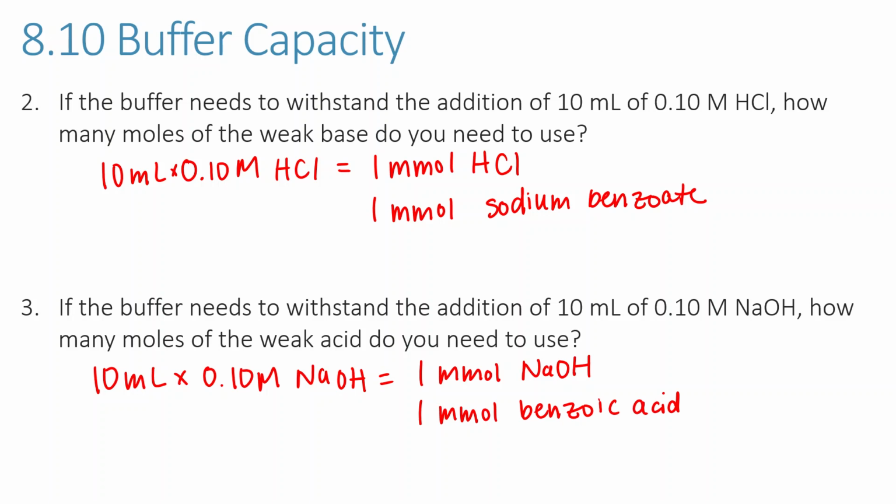So this is our buffer capacity here. We want to make sure that the buffer has enough weak acid and enough weak base that it can neutralize the addition of this HCl or NaOH without having major changes to the pH.